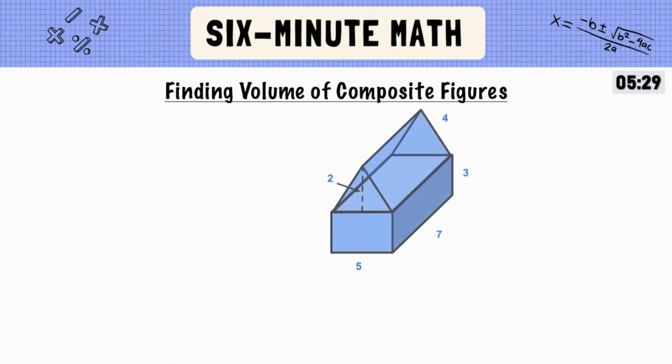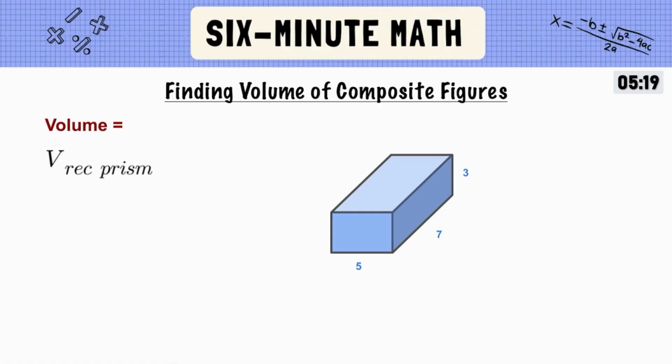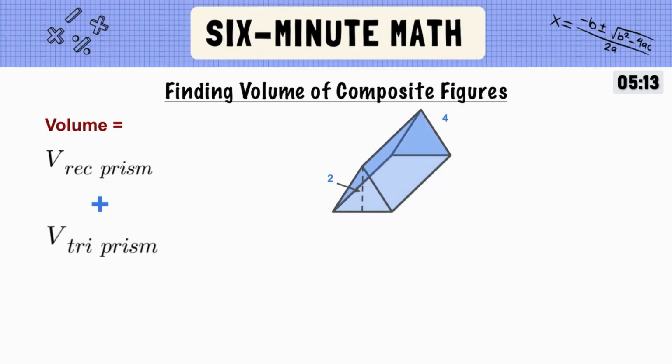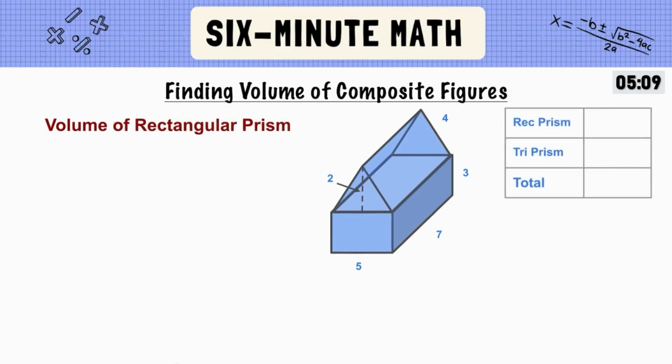So let's check out an example here. We're going to find the volume of this composite figure, and if we break it up by 3-dimensional object, we have a rectangular prism plus a triangular prism. So let's find the volume of that rectangular prism first.